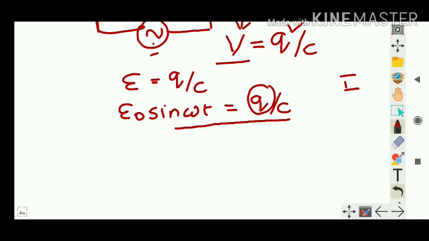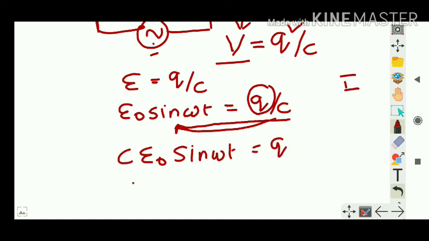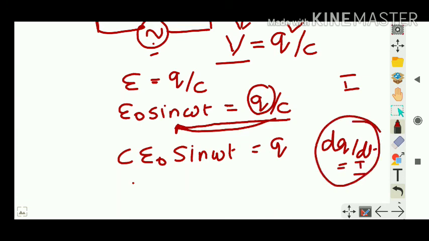Sorry guys. First I am going to extract Q only from this equation, so that this C goes here. So it will be C epsilon naught sine omega t is equal to Q. Now what is dQ by dt? It is current, right? So I can generate current from here. So what should I do? I have to differentiate this entire equation, right?